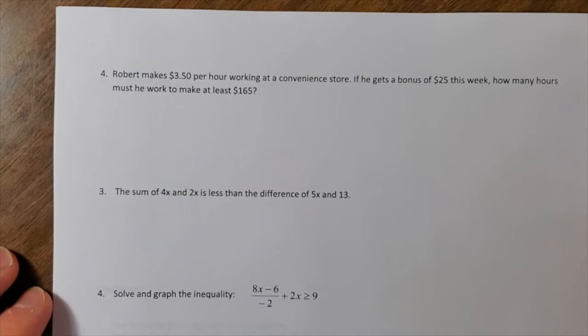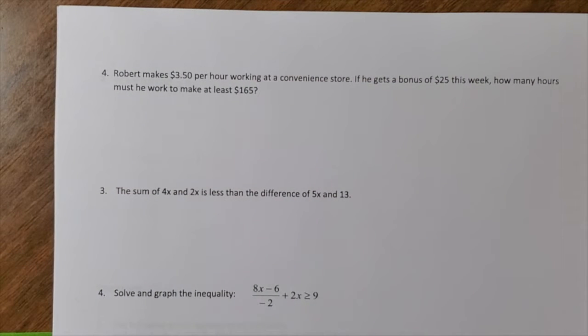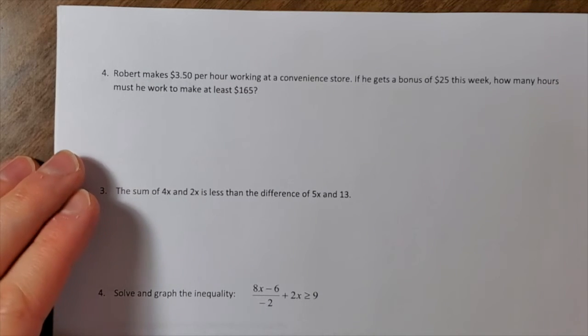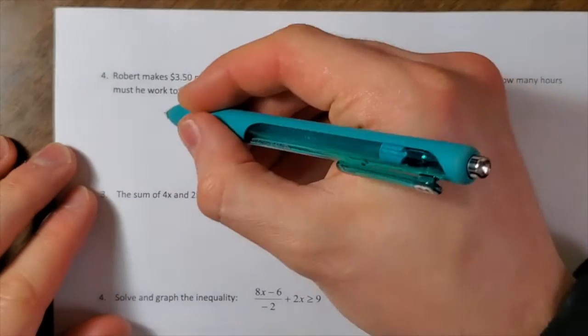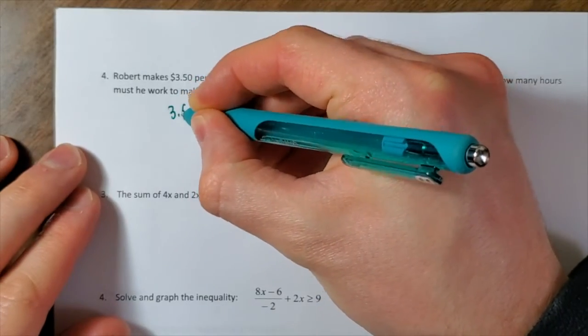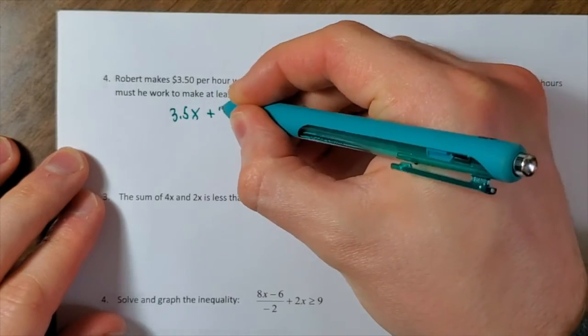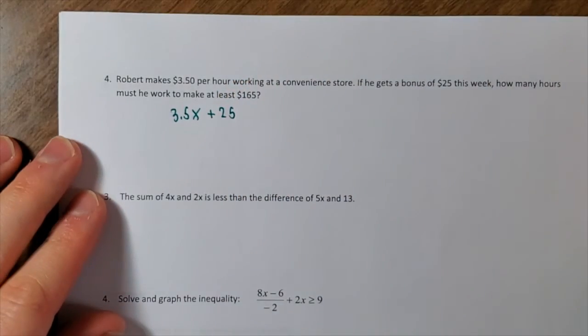For number 4, we're considering Rob makes $3.50 an hour working at a convenience store. If he gets a bonus of $25 this week, how many hours must he work to make at least $165? So clearly he's getting underpaid here, but let's see how much he would need to work if he wanted to earn that $165. So we know every hour he's earning $3.50 per unknown number of hours, but regardless, he's getting a $25 bonus here, so we can add that in.